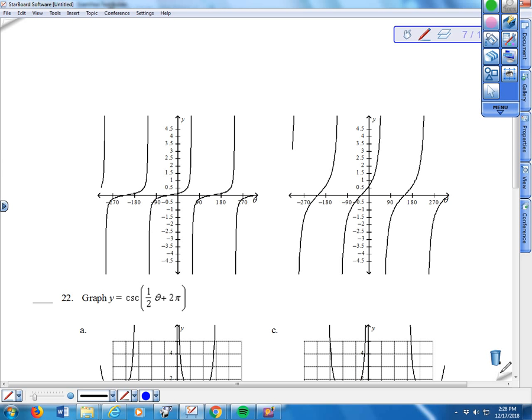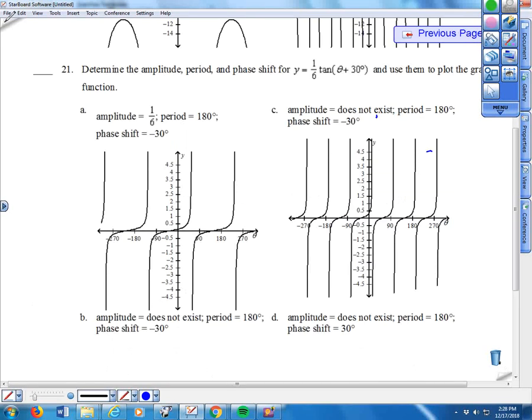Well, let's look at... So one has a phase shift of 30, and the other has a phase shift of negative 30. So it's this one. Negative 30. Does this have a period of pi? Yes. Does it? Yeah, it says period 180. Oh, yeah. Okay. All right.